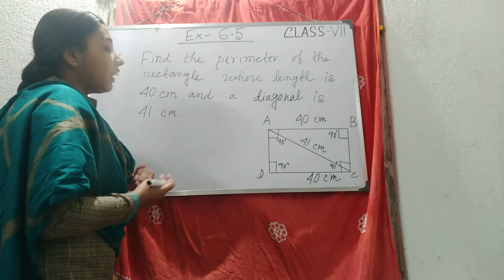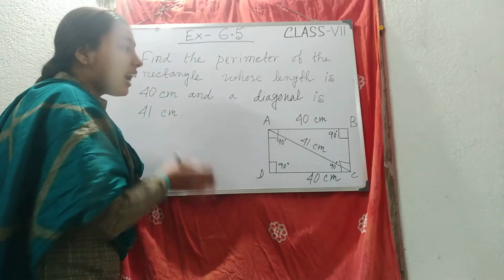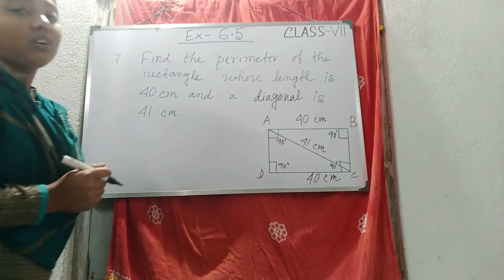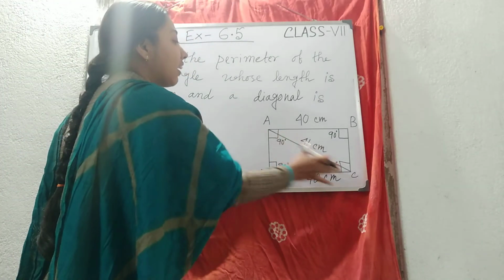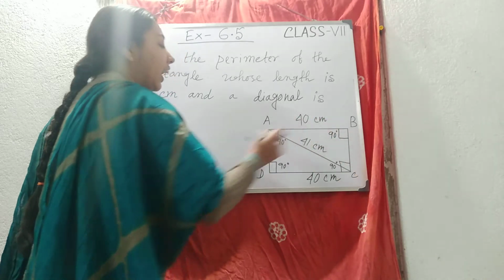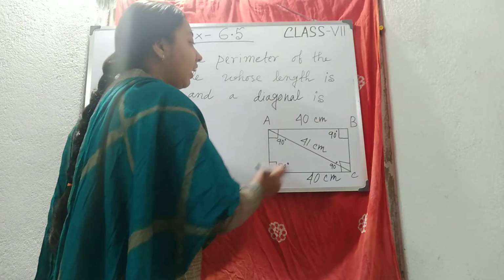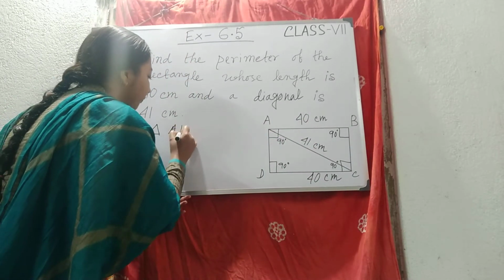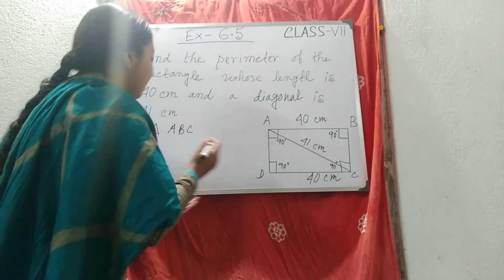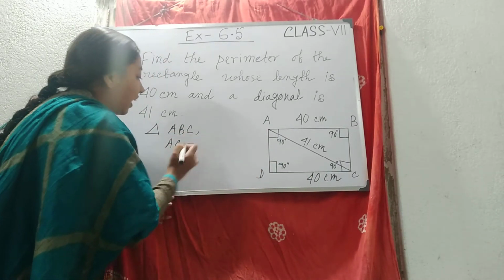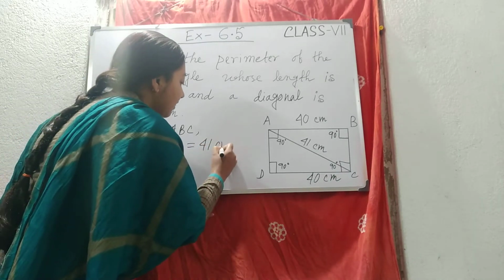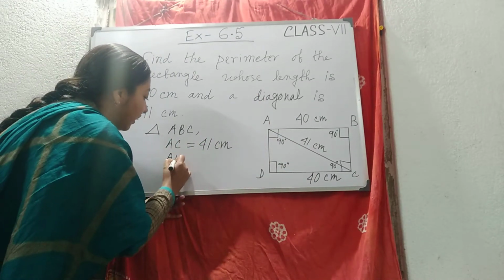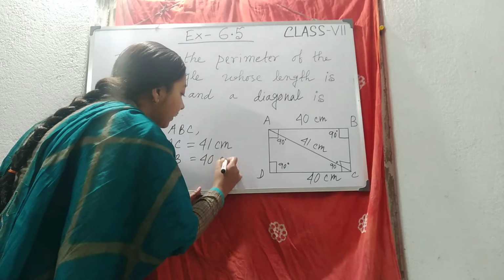So if we consider it as a right angled triangle, for this right angled triangle, which values are given in the question? You can see AC, which is the diagonal of the rectangle and which is also the hypotenuse of the triangle ABC. So for triangle ABC, AC is the hypotenuse, which is given 41 centimeter, and out of its two legs, one leg is given, AB, which is equal to 40 centimeter.